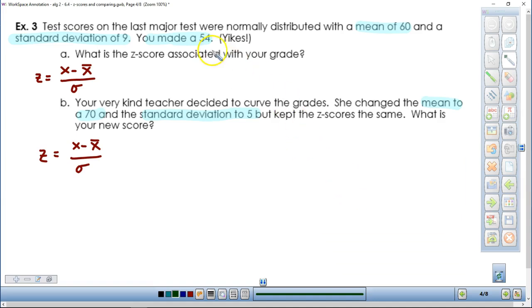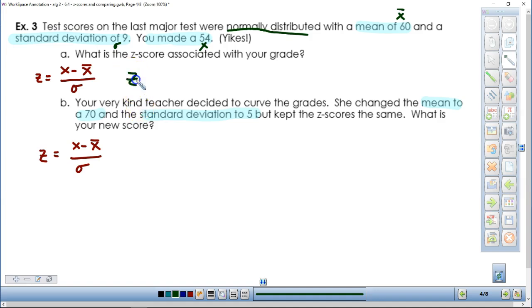Test scores on the last major test were normally distributed, with a mean of 60 and a standard deviation of 9. You made a 54. So this is your score here. We have a mean of 60 and a standard deviation of 9. We want to find the z-score associated with this grade.